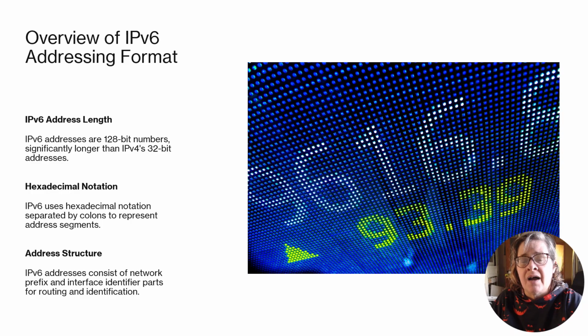IPv6 addresses are 128-bit hexadecimal numbers designed to overcome IPv4 limitations. And the IPv4 limitations were that we ran out of internet addresses quite a while ago, because so many devices are now online that we had to go up to IPv6, which is 128-bit hexadecimal, which means it's 0 to 9, A, B, C, D, E, F.